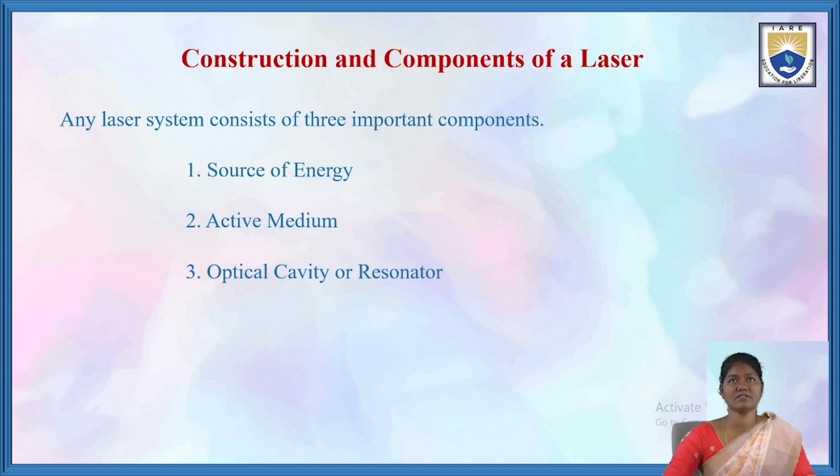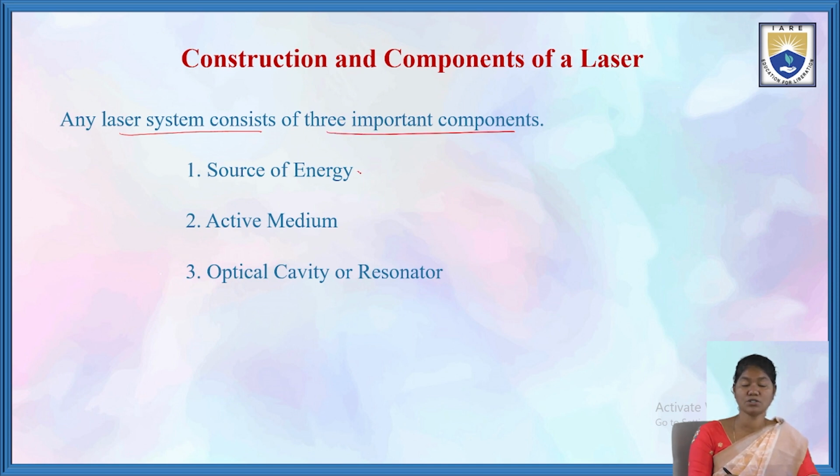Next, coming to the construction and components of a laser. Any laser system consists of three components. Whatever laser system we may take, it consists of three important components. One is the source of energy. Next one, the active medium. And then the optical cavity or resonator. We can also say optical cavity or optical resonator.